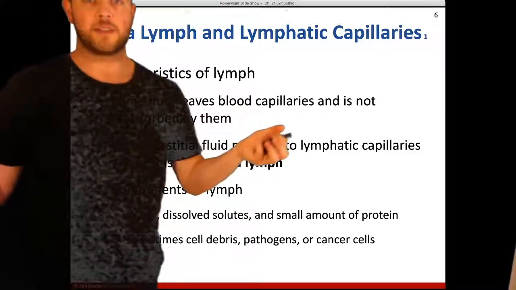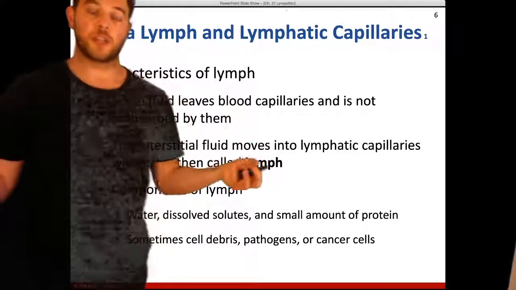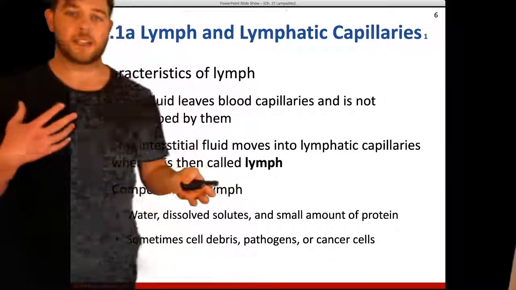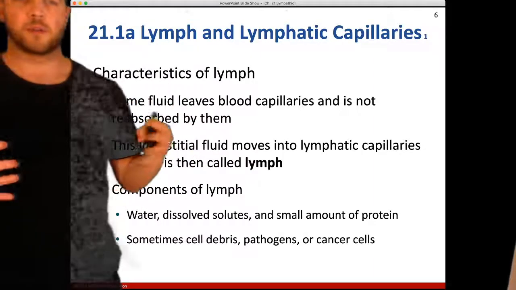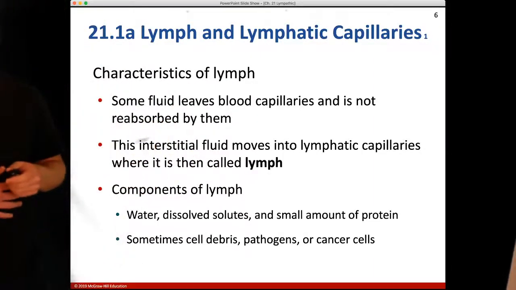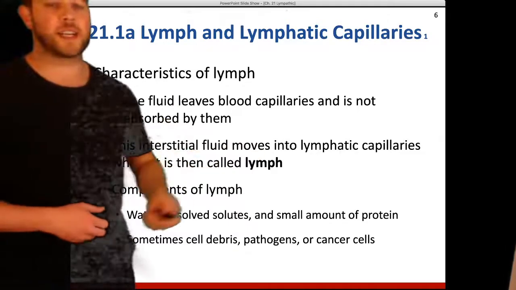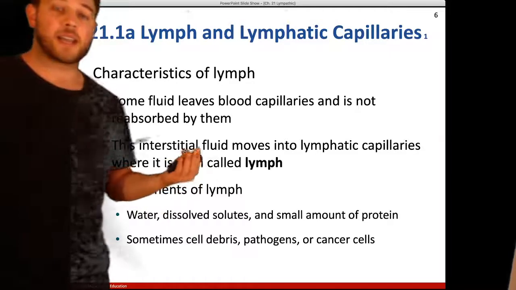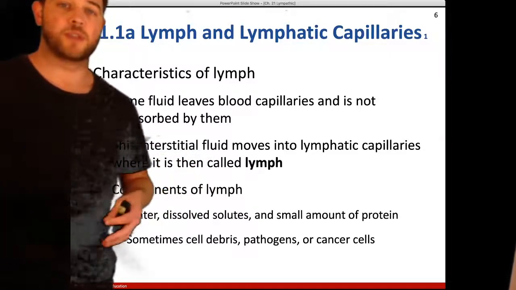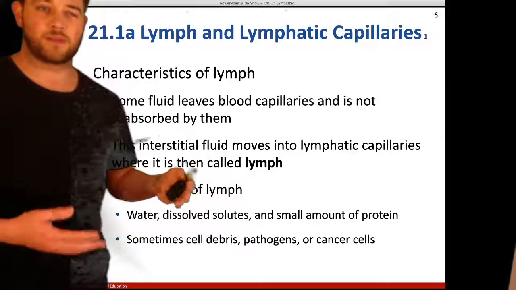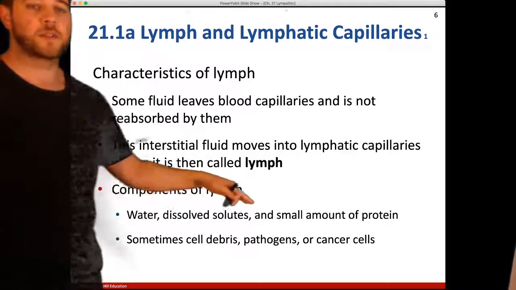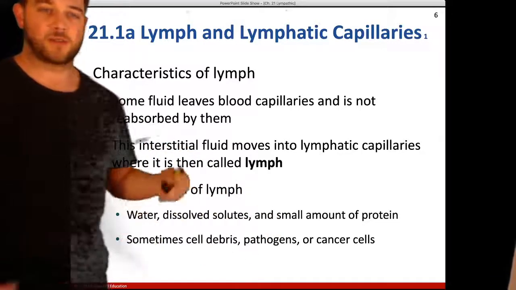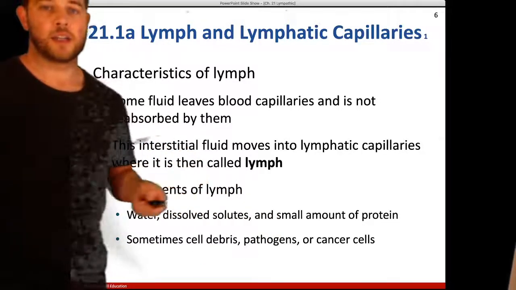And if that were just left there, then eventually you would have edema, swelling in your tissues, as well as a drop in blood volume. So the lymphatic system takes in that excess fluid to maintain proper tissue fluid volume. So interstitial fluid moves into lymphatic capillaries where it is then called lymph. So it should make sense then that it's not really changed from the interstitium to the lymphatic vessels, so they look very, very similar. You have water, dissolved solutes, and a small amount of protein, sometimes some cell debris, pathogens, or cancer cells. Really similar components to what you would see in your interstitial fluid.